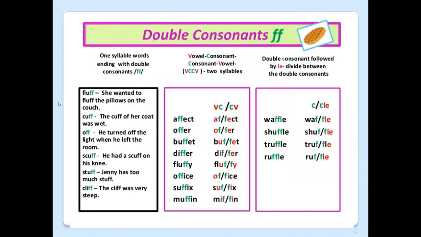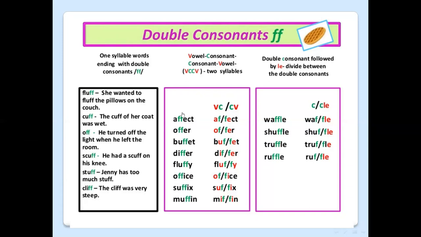Next one, when we have double consonant F. When do we use double consonant F? We use double consonant F when we have a one syllable word ending with double F, same like the D. Like here: off, one syllable. Cough, one syllable, ends with double F. Cliff, one syllable. I'm moving my mouth one time, one syllable, cliff.